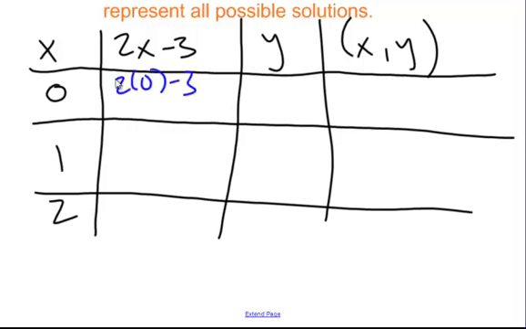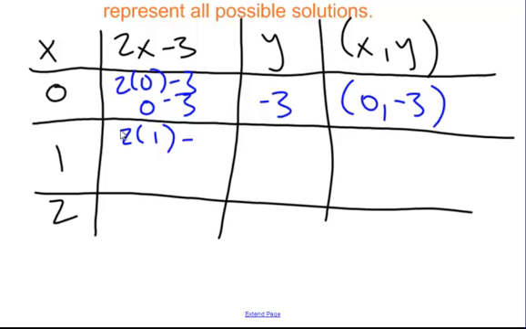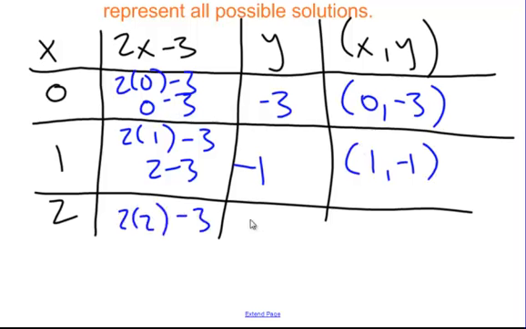2 times 0 minus 3. That's 0 minus 3, which is negative 3. So my first point is 0, negative 3. 2 times 1 minus 3. So that's 2 minus 3, which is negative 1. And 2 times 2 minus 3. So that's 4 minus 3, which is 1.